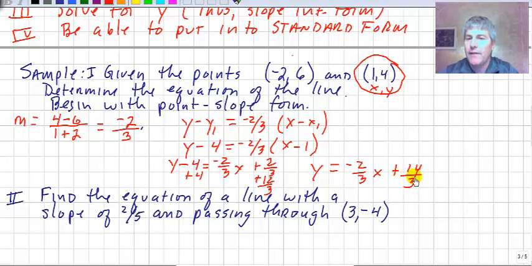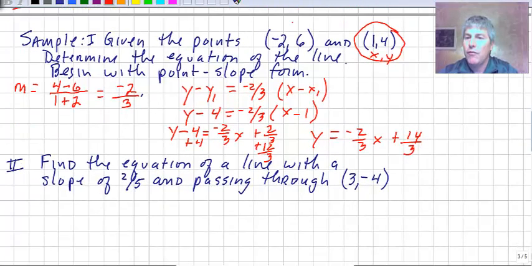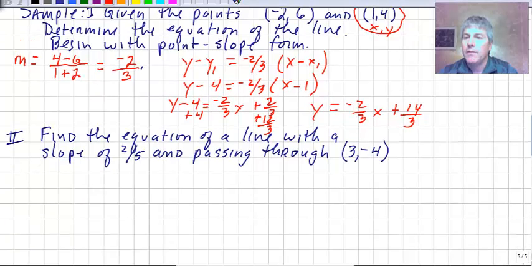And there's the equation of our line in slope-intercept form. We'd have to do a little work on that to get it into standard form. Let's see if we have something that's a little cleaner in the next problem.